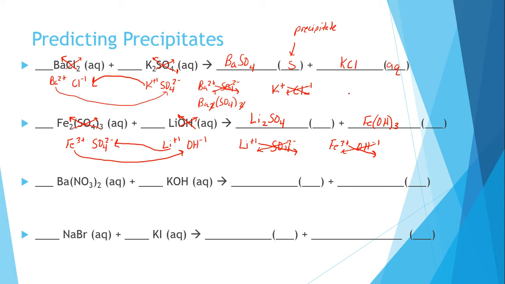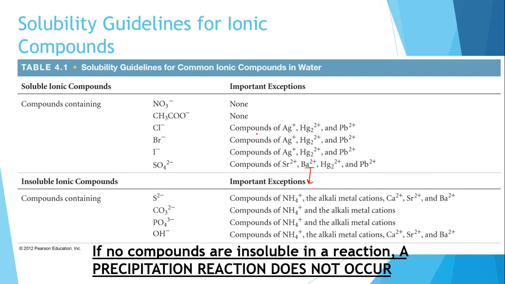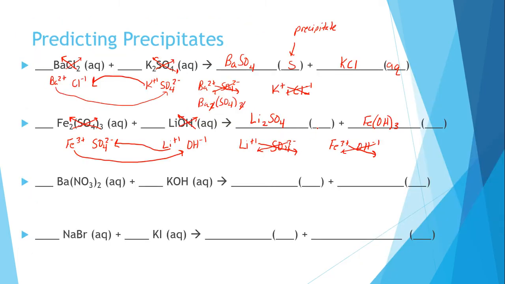Next, we need to determine solubility. So I need to find SO4 and see if lithium is an exception. Here's my SO4. Lithium is not an exception, so that means it stays soluble, or AQ. So this one stays aqueous.